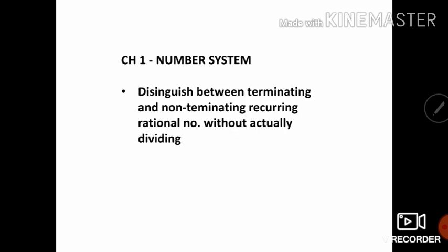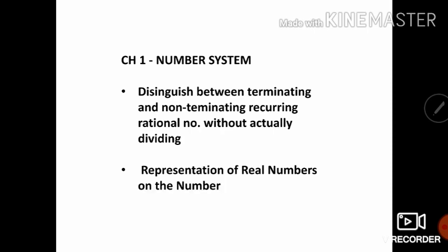We have started with chapter 1, number system. By the end of today's class, you will be able to distinguish between terminating and non-terminating recurring rational numbers without actually dividing them. And you will also be able to represent real numbers, that is, rational as well as irrational, on the number line.